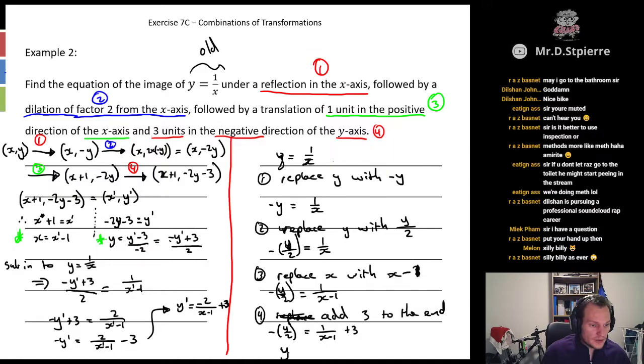And then if we rearrange that, we get y equals negative 2 on x minus 1 plus 3. So we've ended up with the same thing. Okay. So that's how we apply them together.